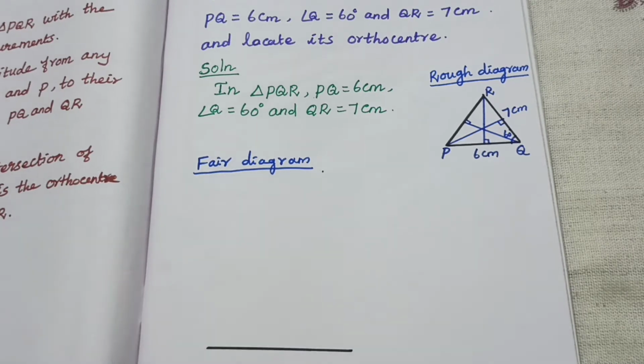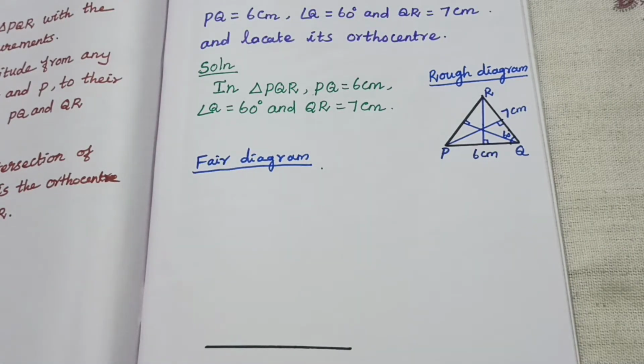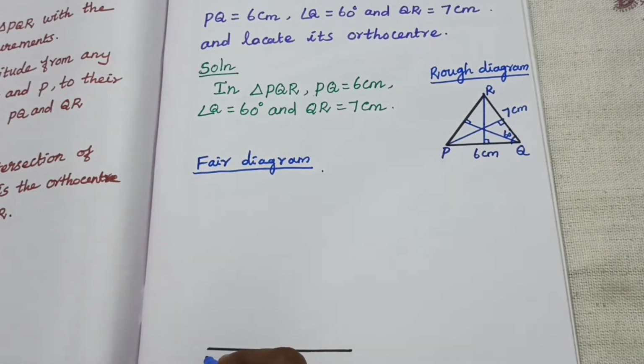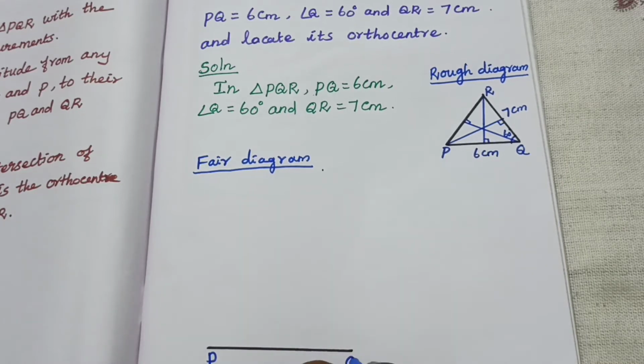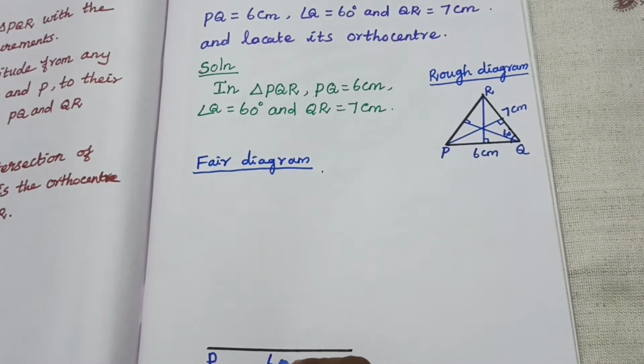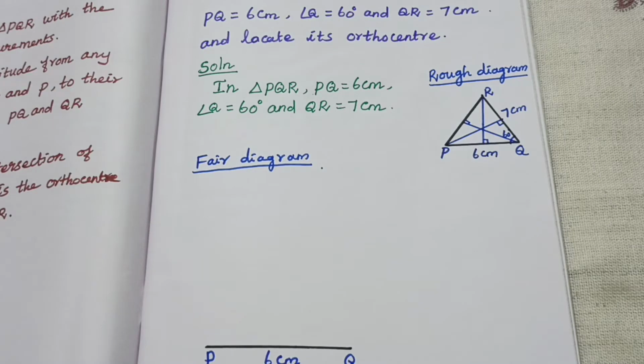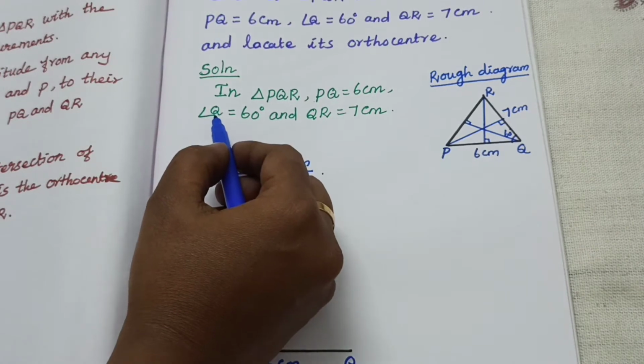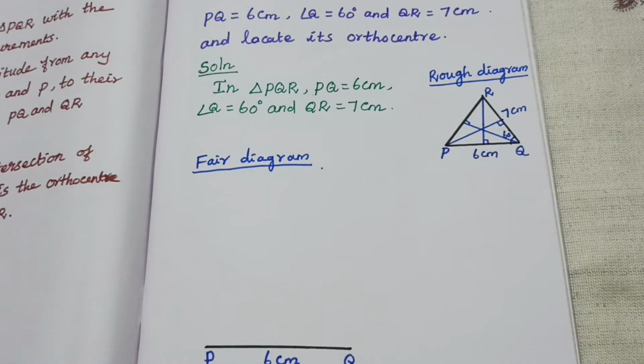And 6 cm. This is PQ. Okay, this line segment is PQ. At once you write it 6 cm. Then afterwards here what is given? Angle Q is given, isn't it? Angle Q is equal to 60 degree.